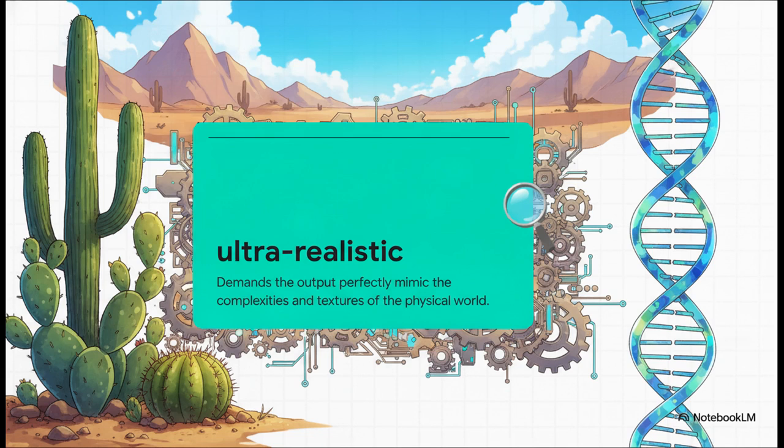The first technical command here is ultra-realistic. And listen, this isn't just a stylistic preference, it is a rigid boundary. This term establishes the absolute baseline expectation for the image. It tells the visual generation process to immediately discard any inclination towards stylization, cartoonishness, or abstract interpretation. It demands a hard pivot toward absolute physical fidelity, ensuring that the rough textures of the cactus skin and the gritty soil are completely grounded in reality.